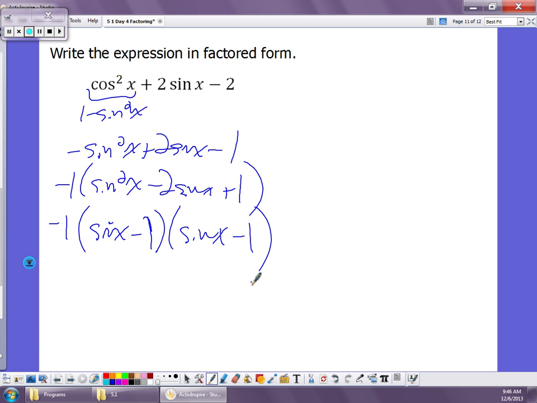All right, so this is the big thing I wanted you to get from that. I know you guys can figure out the factor.